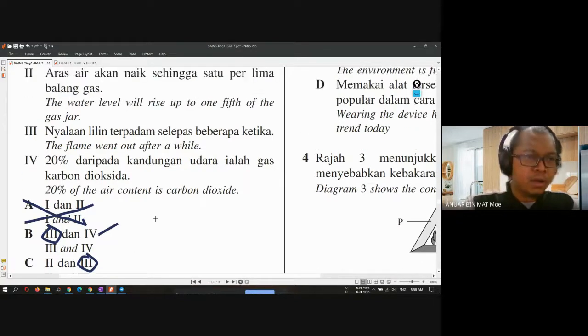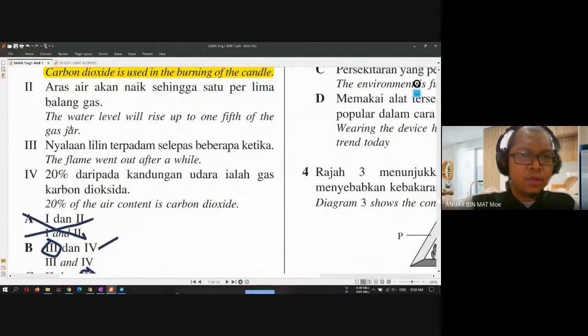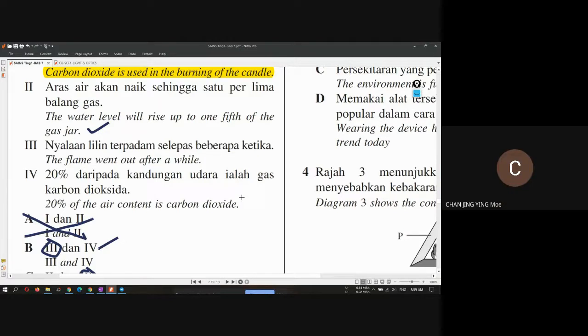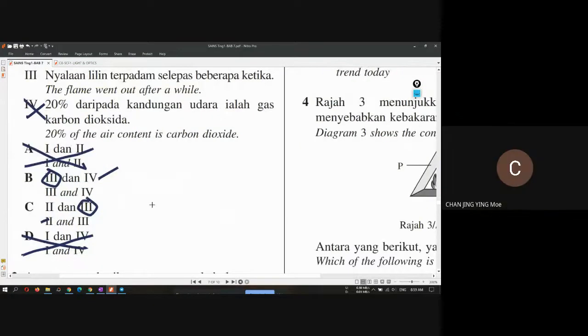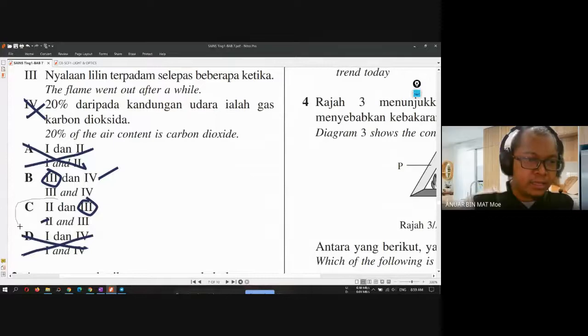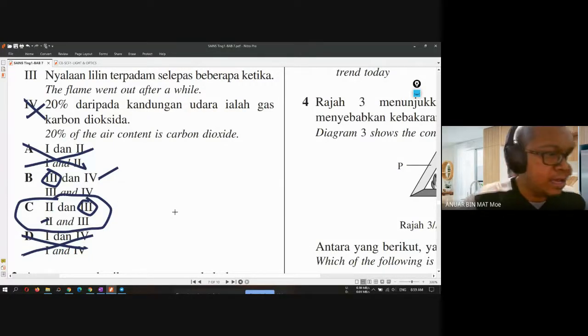So we look at option number two. The water level will rise up to 1/5 of the gas jar. True or false? True. Number two is true. How about number four? 20% of air content is carbon dioxide. True or false? False. Actually, how much carbon dioxide is in the air? What is the percentage? 0.03%. So number four is wrong, and number two is correct. So the answer is 2 and 3, so the answer is C.